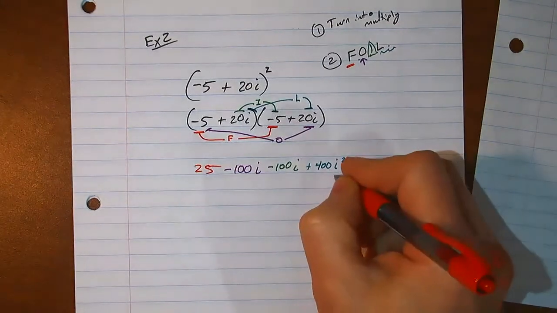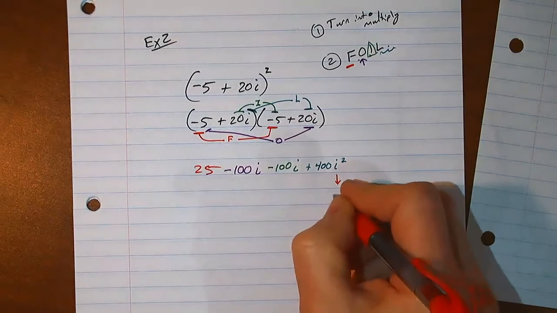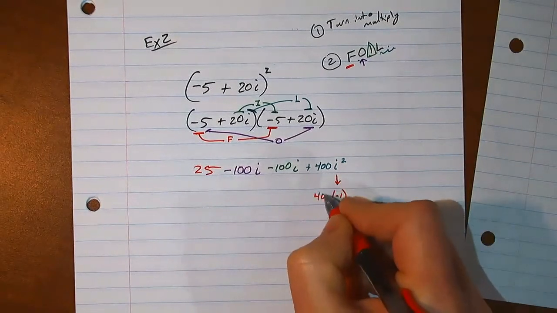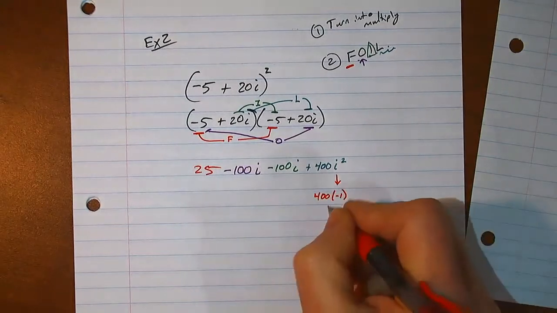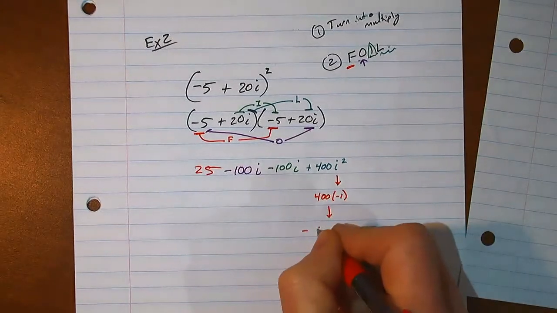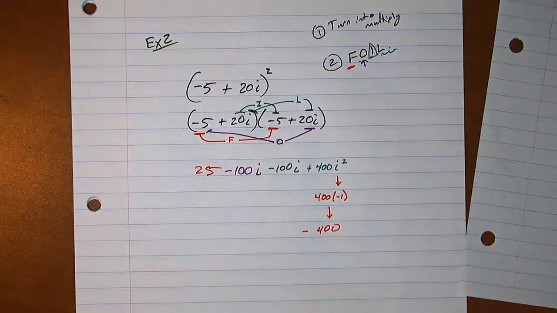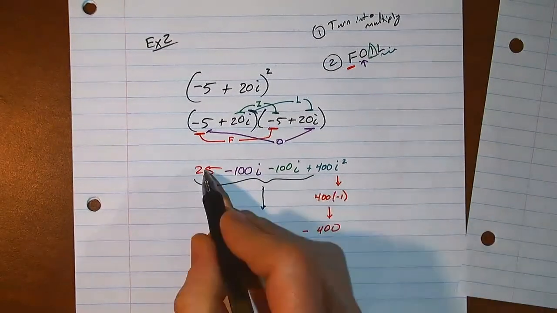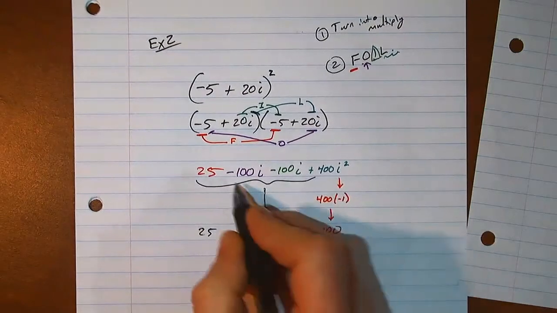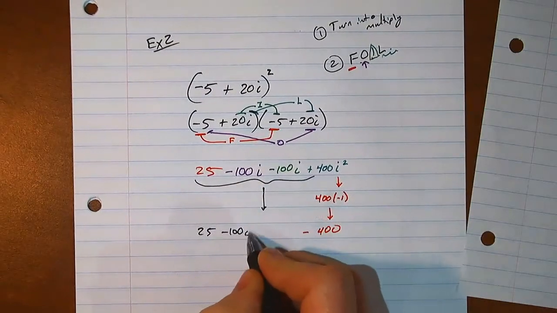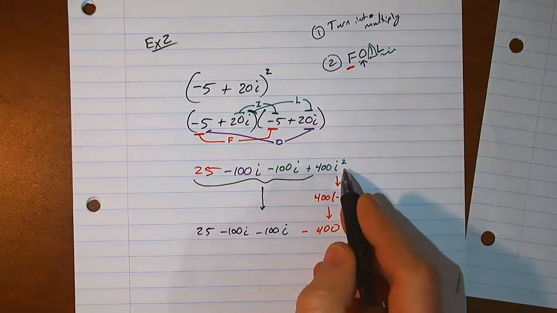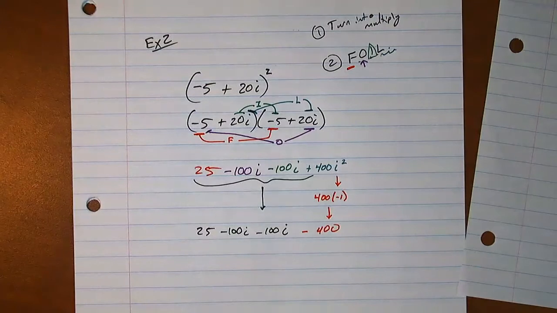And now from here, everything else becomes the same. i squared is the same as multiplying by -1. So this 400i squared becomes a 400 times -1, and that's equal to a -400. All the rest of this has stayed the same. I haven't messed around with any of the rest of this. So a 25, a -100i, another -100i, and now this positive 400i squared has become a -400.